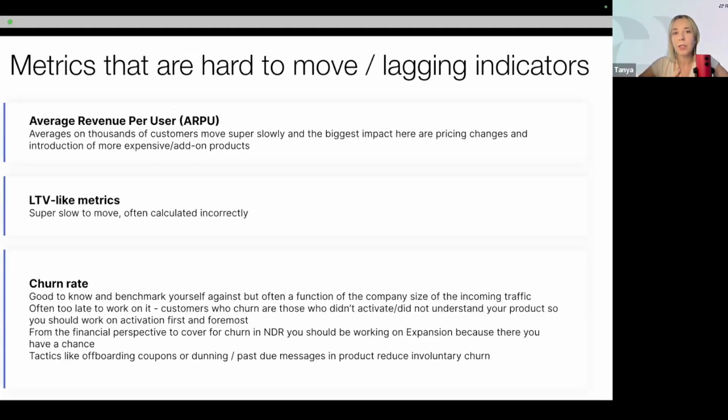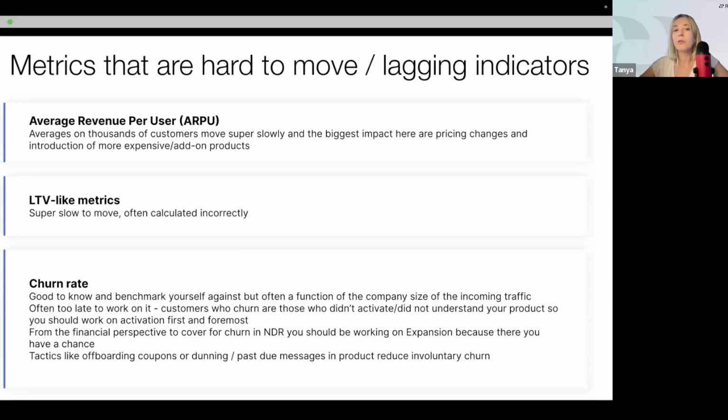Okay. Next, metrics that are really hard to move and are often lagging indicators of what you're doing. Average revenue per user: if you have thousands of customers, averages move super slowly. The biggest impact on average revenue per account would be pricing changes and the introduction of more expensive products or add-ons, if you do that. LTV-like metrics are very slow to move. They're often calculated incorrectly, so also not a fit for a product team.